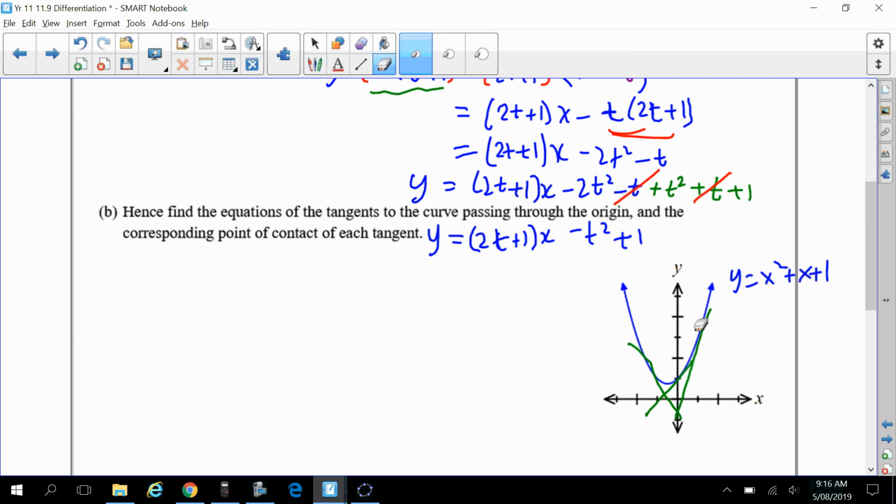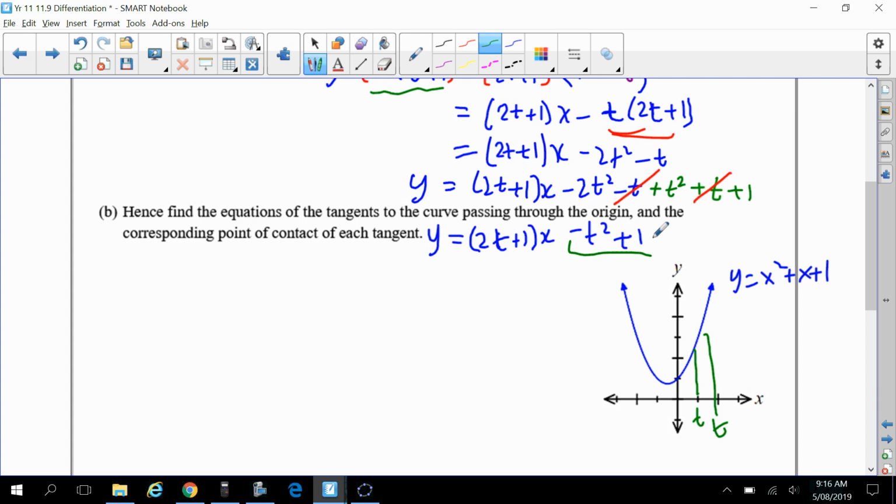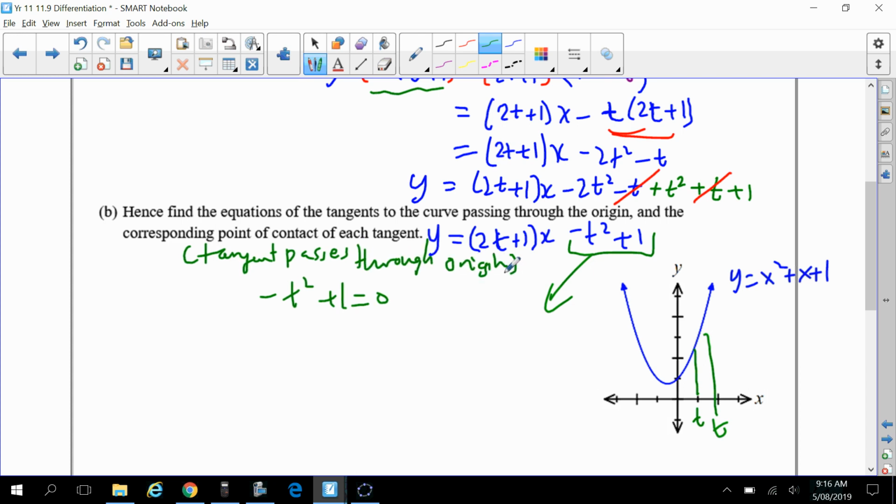Because we've got that equation of tangent at any point, t could be anything, which allows us to adjust. t could be anywhere. I just make sure the y-intercept is 0. So you make sure the y-intercept is 0, then the tangent will pass through the origin.